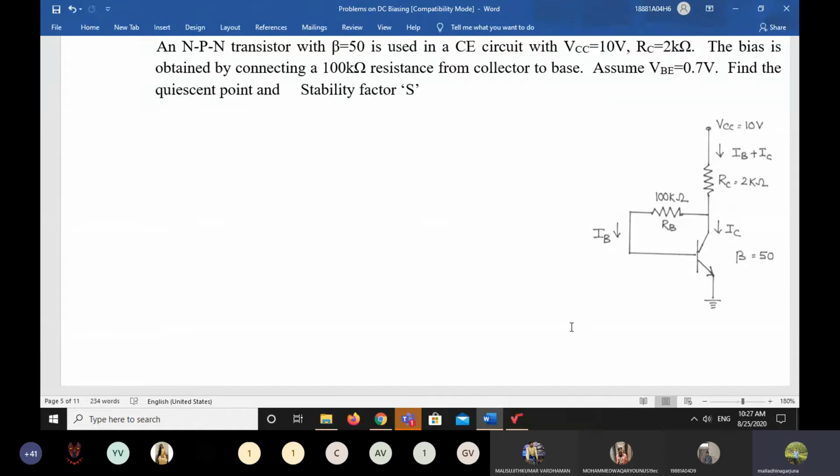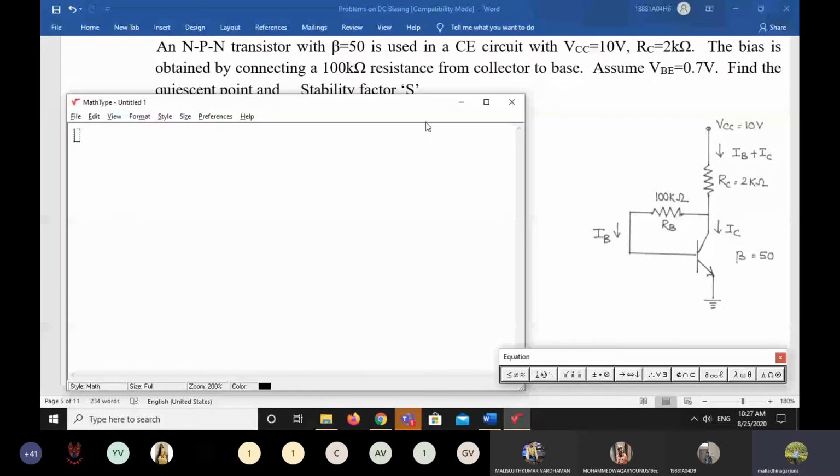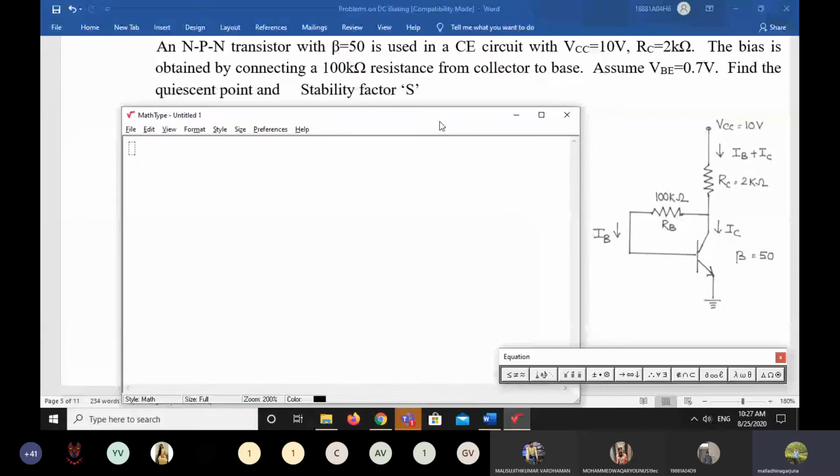Okay, so this is the problem here. We have to calculate the operating point and the stability factor. First, let us calculate the operating point. Then we can calculate the stability factor.